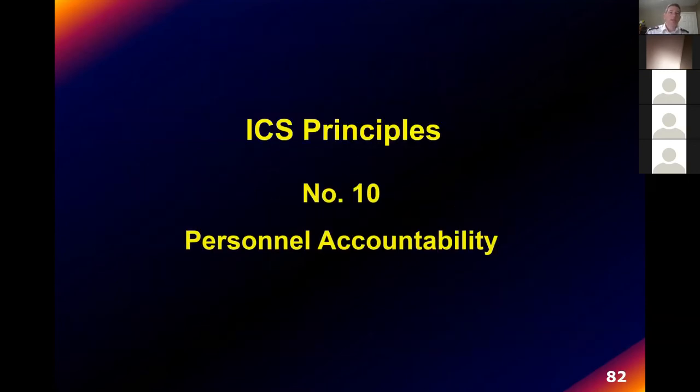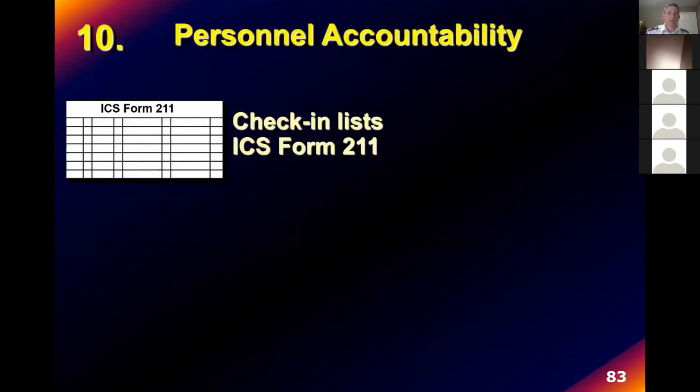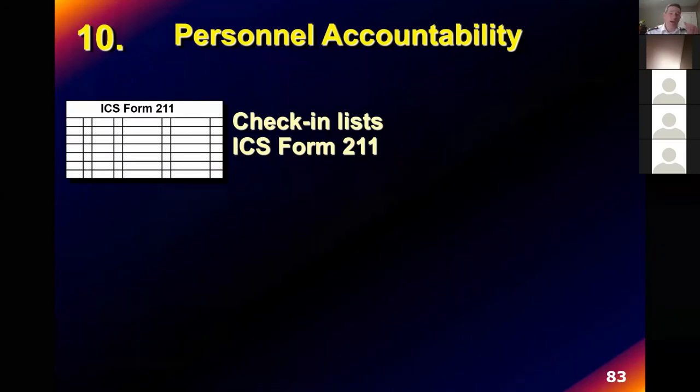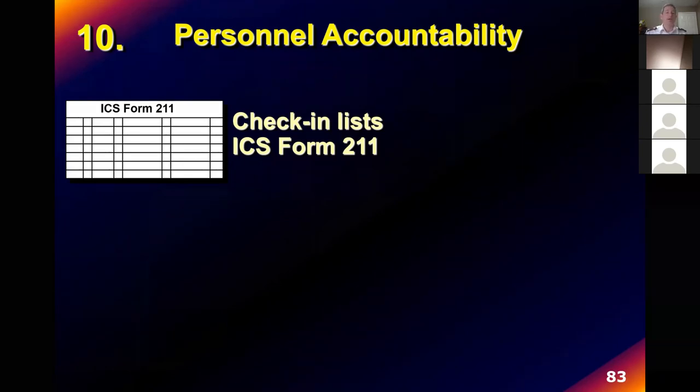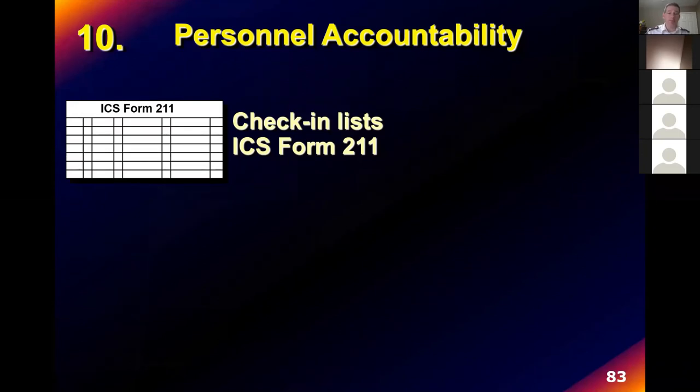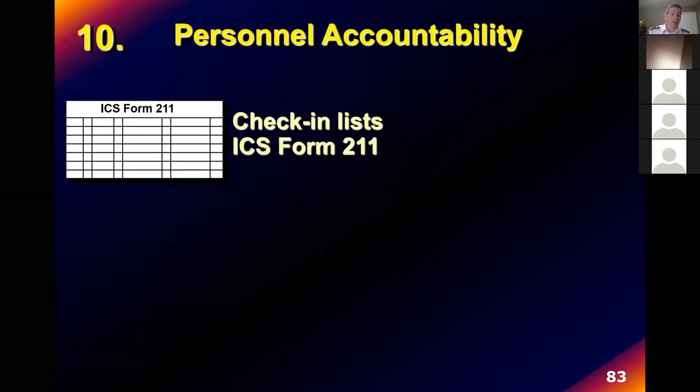All right, let's talk about our 10th principle, personnel accountability. So there are forms available. ICS Form 211 is a check-in form, and it's a way of maintaining accountability, making sure all of our people are accounted for. In the fire service, we're very used to this. Keeping accountability at a fire scene, at an emergency incident, is very important. We need to make sure we can account for everybody there and everyone goes home safe, right? When we start losing track of personnel, that's when things can start going sideways.